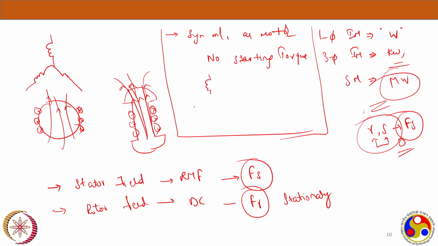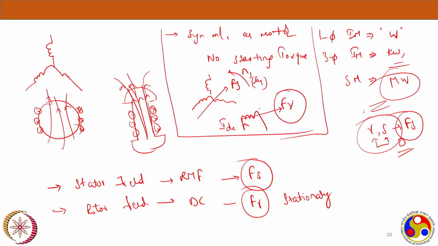So you're having some stator here and rotor here, and the field is rotating, let's say, in the anti-clockwise direction, Fs is the speed. Say the rotor, which is having the current IDC, will have some field Fr. You have to somehow make this field rotate with the same speed as the stator field.